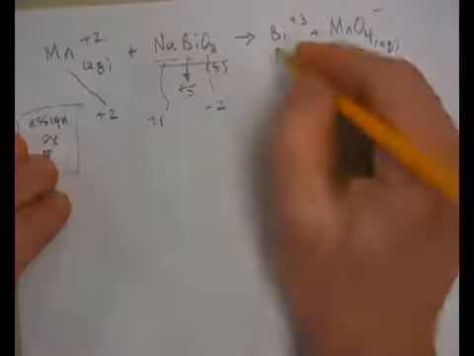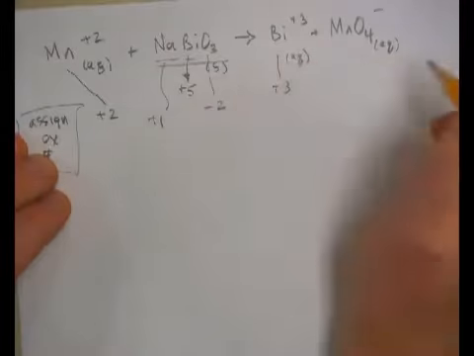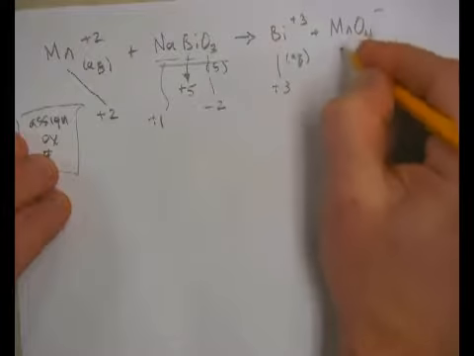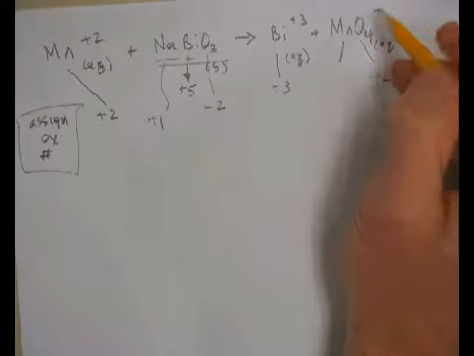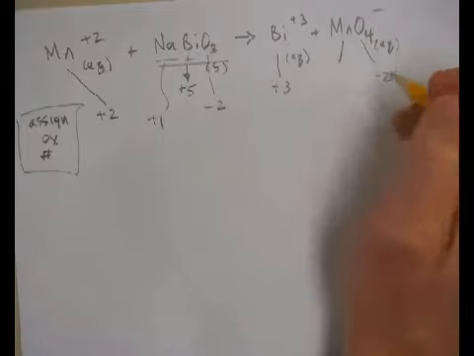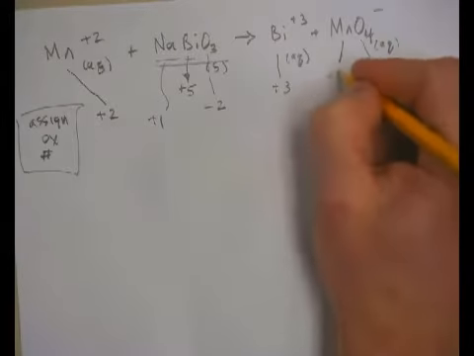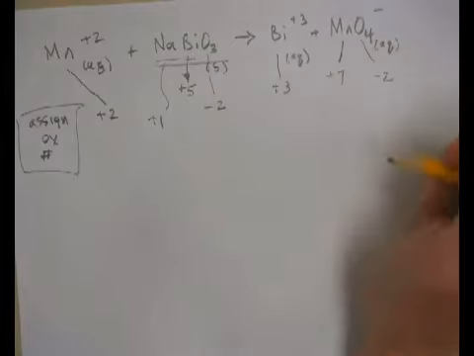Over here, bismuth is positive 3, oxygen's minus 2, which means manganese, this is negative 8 and a negative 1 right here. Manganese must be positive 7 over here on this side.